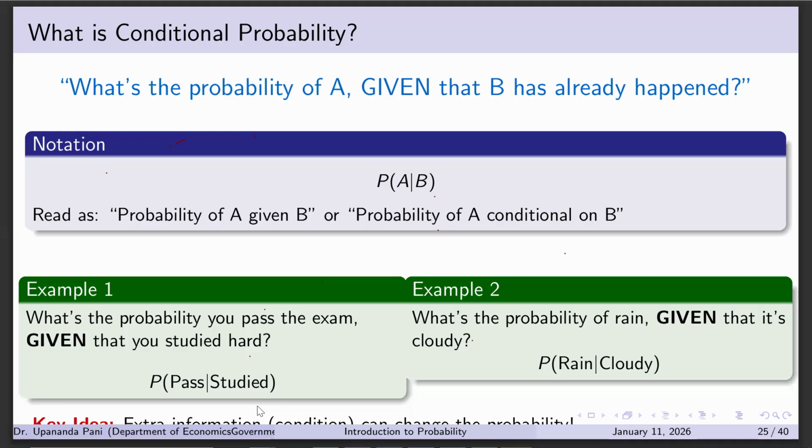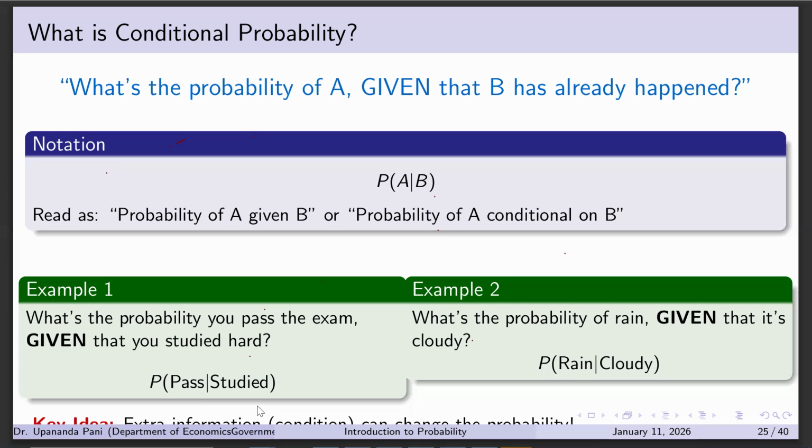When we say conditional probability, you are basically trying to find the probability of one event based on another event which has already happened. Probability of clearing UGC NET December 2025 depends upon what? How seriously you have studied. Yes or no? Then the second example: what is the probability of rain given that it is cloudy?